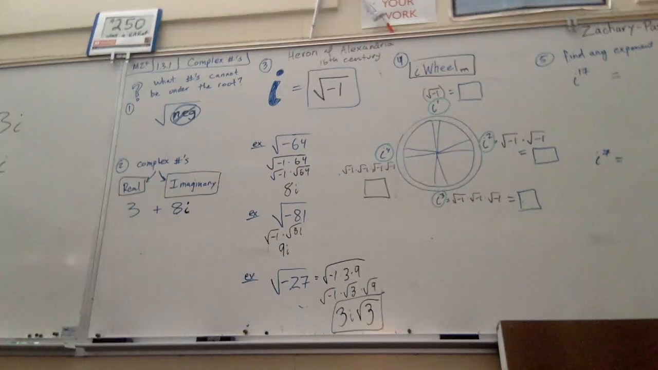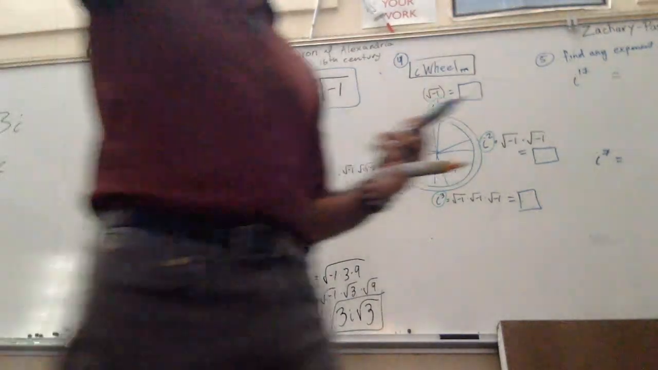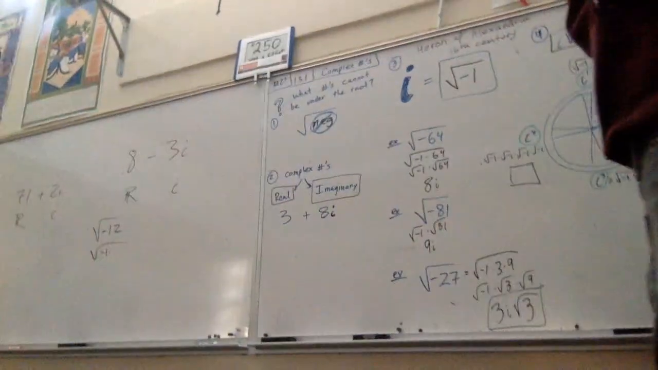Who needs to see another one like that, where there's values on the inside and outside of the root? It's no big deal. That's okay. Let's say I have root -12. Break it into parts. I know -1 is going to be in there as a part, and then I think of 12. What can I break 12 into that would have a perfect root?